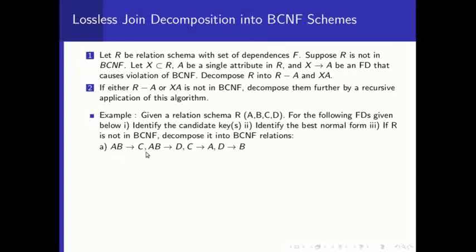AB determines C is an FD. AB determines D is another FD. C determines A is another FD. D determines B is another FD. What is the key of this relation? The key of this relation is found by taking the closure.